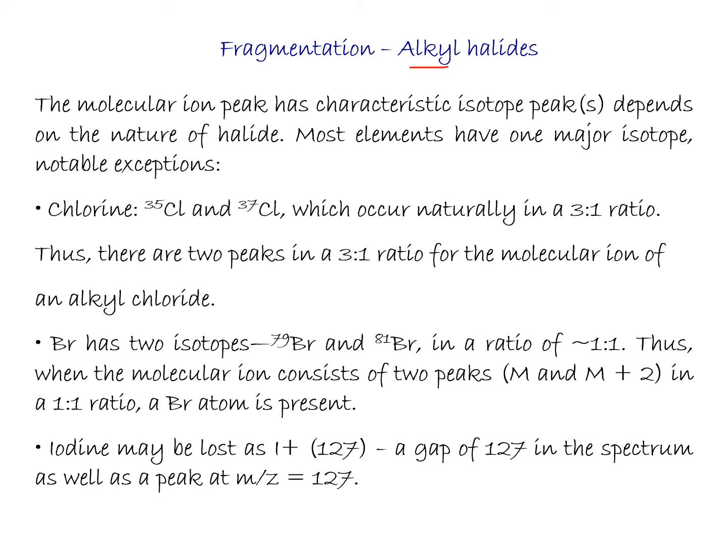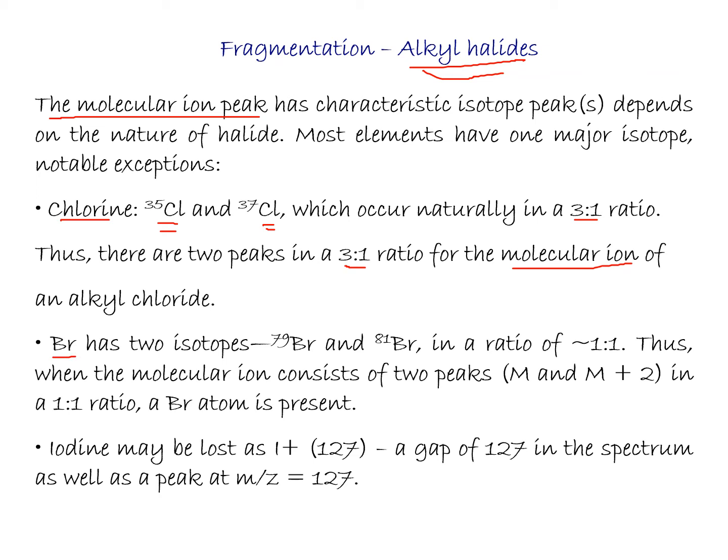Fragmentation of alkyl halide. The molecular ion peak has characteristic isotope peaks, depending on the nature of the halide. Most elements have one major isotope, with notable exceptions. Chlorine 35 and chlorine 37 occur in a ratio of 3 to 1. Thus, there are two peaks in a ratio of 3 to 1 for the molecular ion, because it will contain the halogen of the alkyl halide.